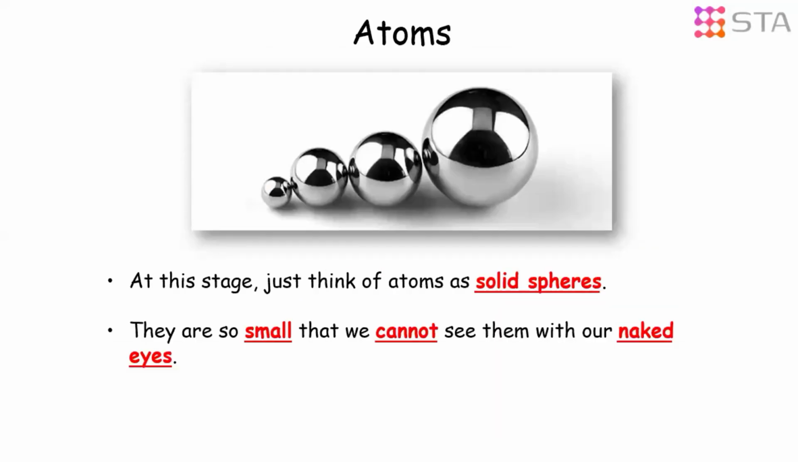Now, atoms at this stage, we just want all of our students to think of atoms as solid spheres. They are very, very small and we cannot see them with our naked eyes. One thing to remember is that atoms are very, very small, but they do vary in size. You will get smaller atoms and bigger atoms. So the smallest atom is actually hydrogen, and a bigger atom would be something like iron.